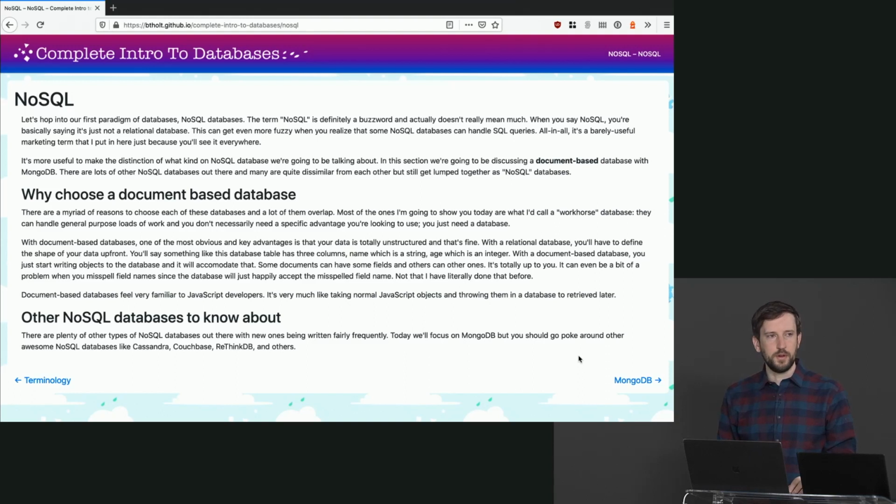This even gets a little bit fuzzier when you realize that some NoSQL databases can handle SQL queries. So it's wildly confusing and dumb. So yeah, these databases end up being quite dissimilar from each other, but still get lumped together.